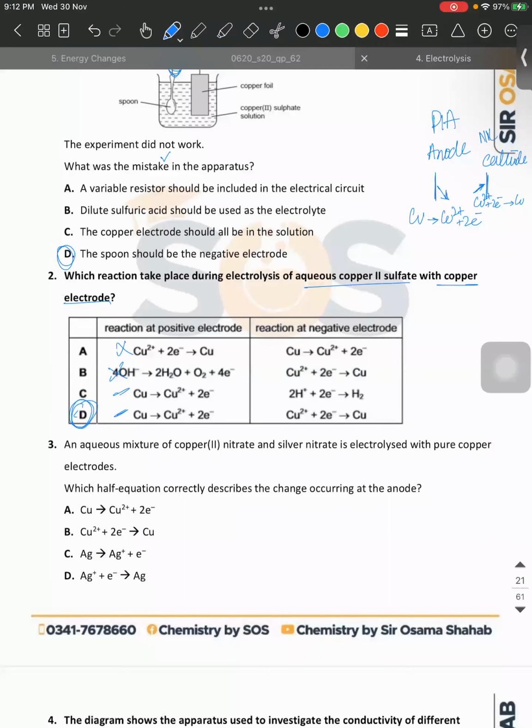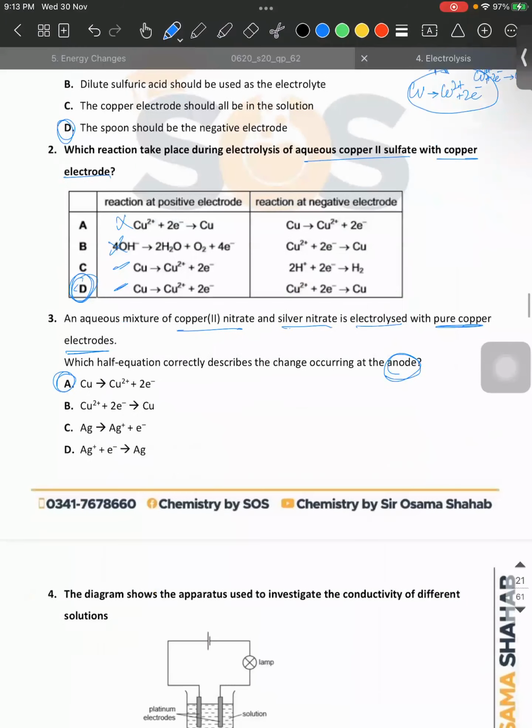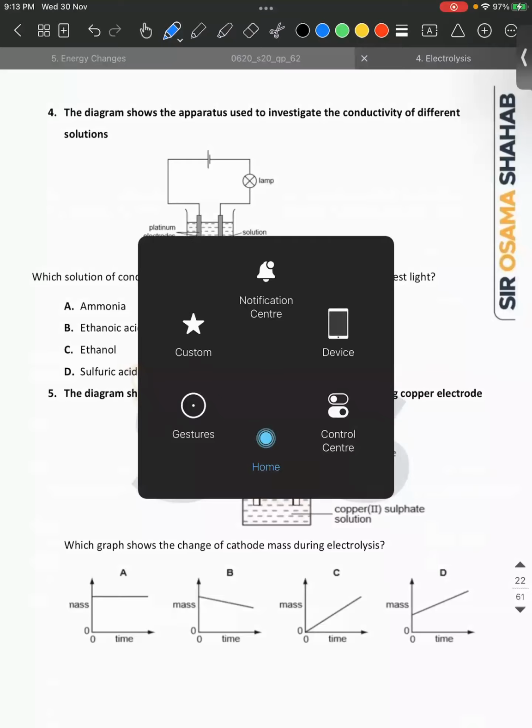D हो गया. Then again, an aqueous mixture of copper nitrate and silver nitrate is electrolyzed using copper electrodes. Again, copper electrodes. And what happened at the anode? They are asking for, we know that anode पे क्या होगा? Copper dissolve होगा. So the right equation will be A. Is that right, every one of you? Yes, yes, sir.